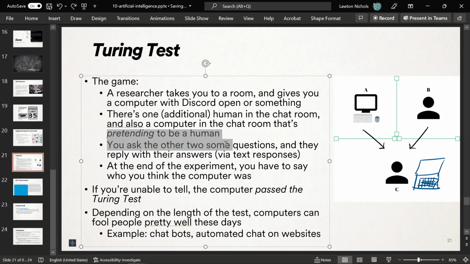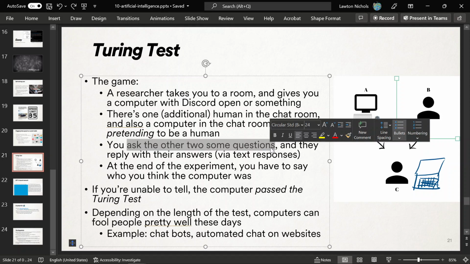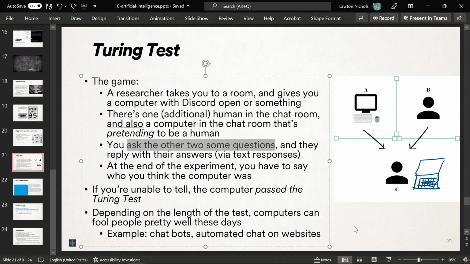The computer, though, is pretending to be a human. That's the trick. That's how it's working. And so you are able to just have a conversation. You're able to ask the other two participants questions. Again, you're not sure who's the human and who's the computer. And they're going to reply to you via text, of course, because text-to-speech is still not perfect and it still kind of sounds artificial. But writing can be pretty arbitrary, right? You can't really tell if a piece of writing was made by a human or a computer as easily as speech. So they're going to be talking to you via text.